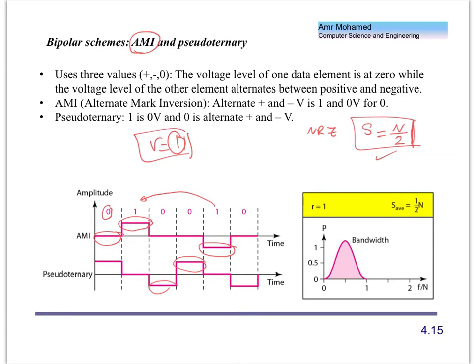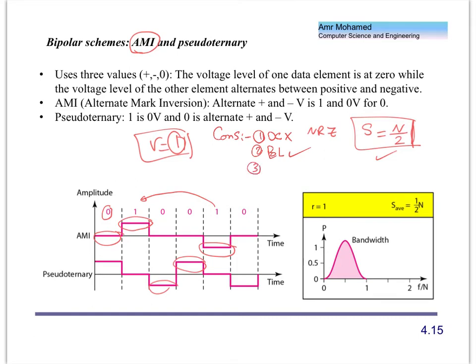Because for consecutive zeros, it's a zero voltage, and for consecutive ones, it always toggles, so you have no zero frequency at all. So we have improved on the DC component. In terms of advantages, one, the DC component is vanished. That's good. What about baseline wandering? Baseline wandering is also improved. Why? Because if you have consecutive ones, you always toggle, so you keep the baseline around the zero voltage. So baseline wandering has improved, at least for the case of consecutive ones.